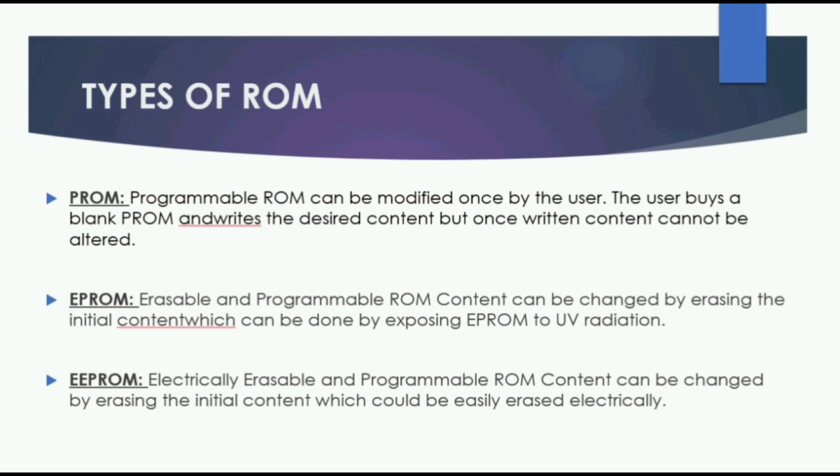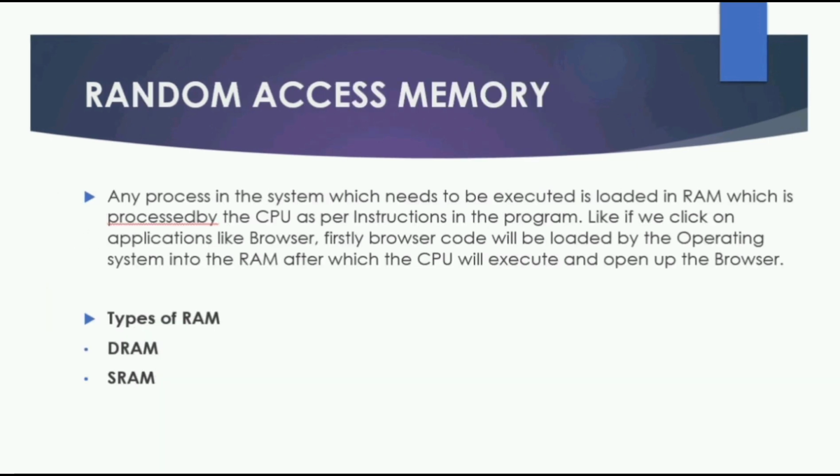EPROM, erasable and programmable ROM, content can be changed by erasing the initial content, which can be done by exposing the EPROM to UV radiation. EEPROM, electrically erasable and programmable ROM, content can be changed by erasing the initial content, which can be easily erased electrically.